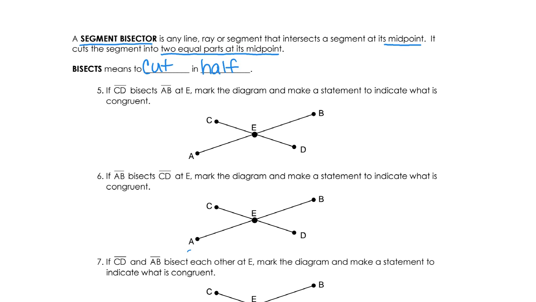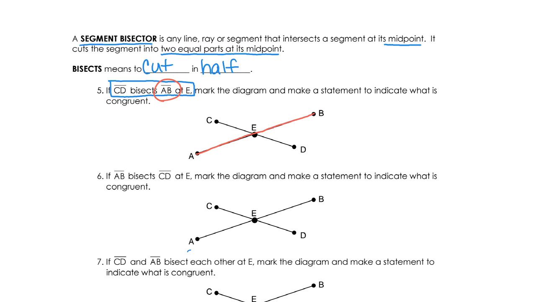So we have to be very careful about what segment is being cut in half when they tell it to us. And there are 3 cases below, number 5, 6, and 7, and we have to make sure we know the difference. So in the first one, it says that CD bisects AB at E. CD bisects AB. CD cuts AB in half is basically what you need to read that as. So if CD is cutting AB in half or bisecting AB, it's AB that's being cut in half, not so much CD. So all we're going to do is look for segment AB.